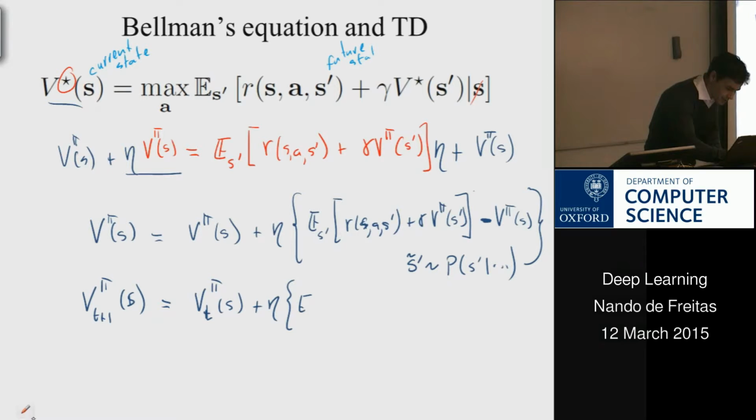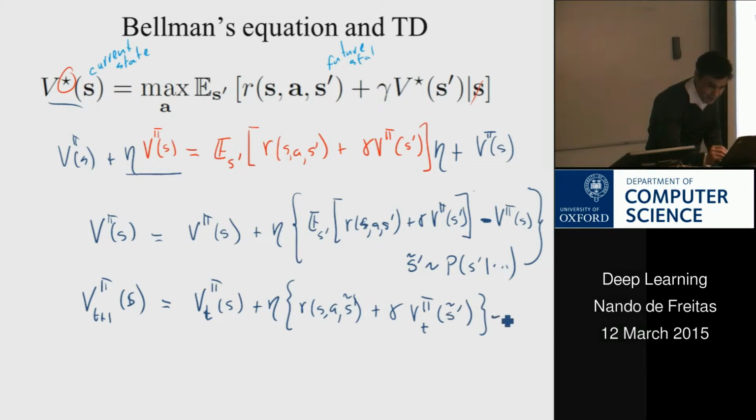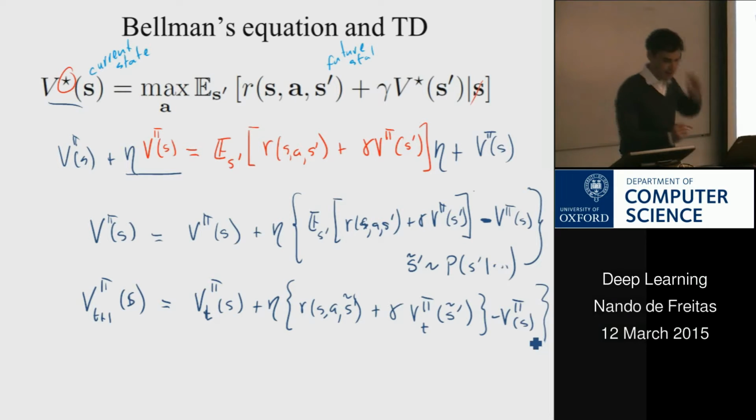Oops, no expectation. And so we're going to get R of S, A, S prime, sample, plus gamma V pi of S prime, sampled, minus V pi of S. Okay. And that's basically the update algorithm.